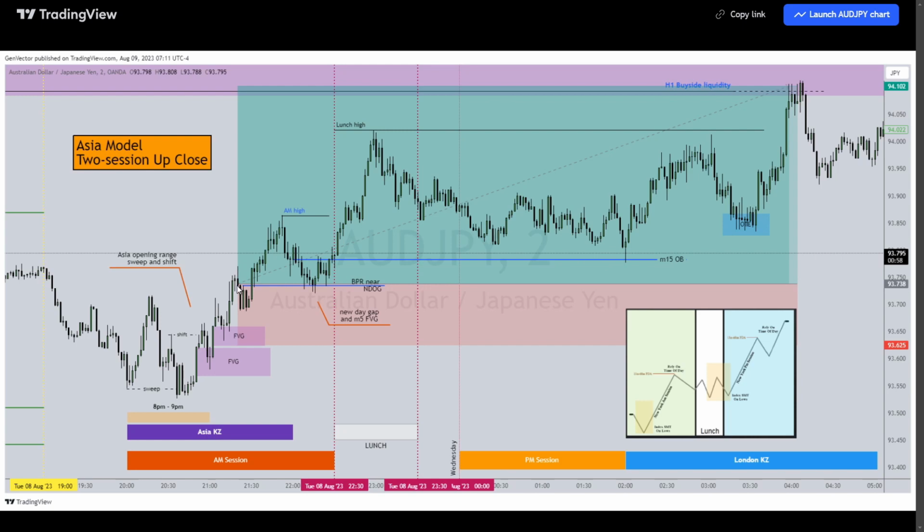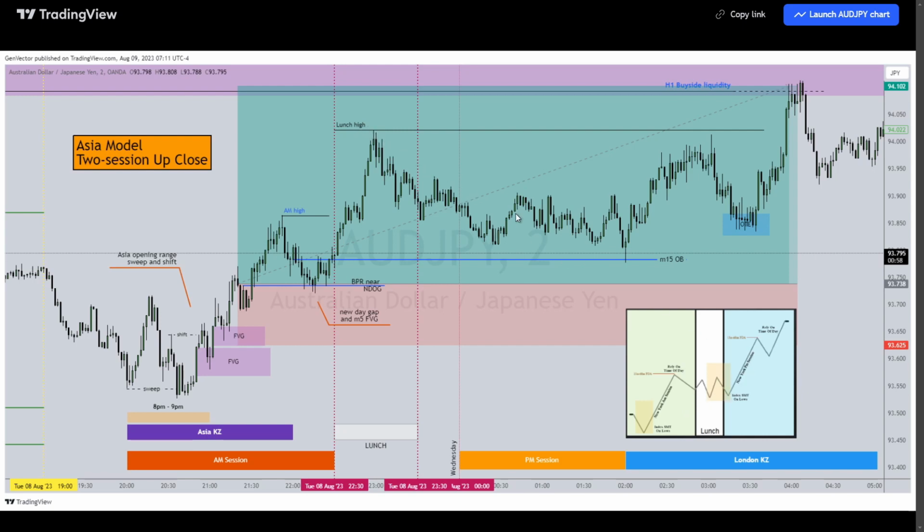There is a balanced price range on a higher time frame here, and we run up, retrace in, and aggressively tackle the AM high. So the AM high gets eaten out. Once the AM high gets chewed up, then just like we would do on an intraday profile, we're looking for a 15-minute in the leg preceding to look for a 2-session up close.